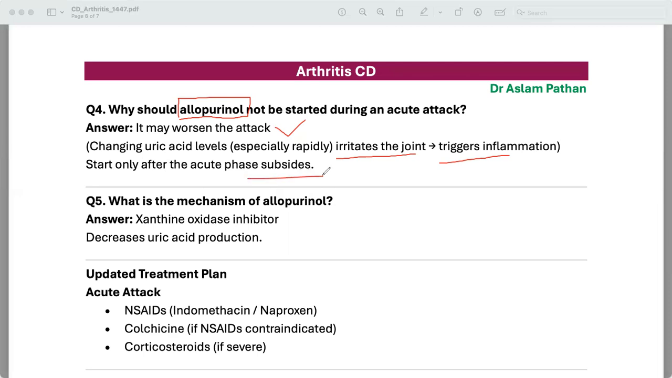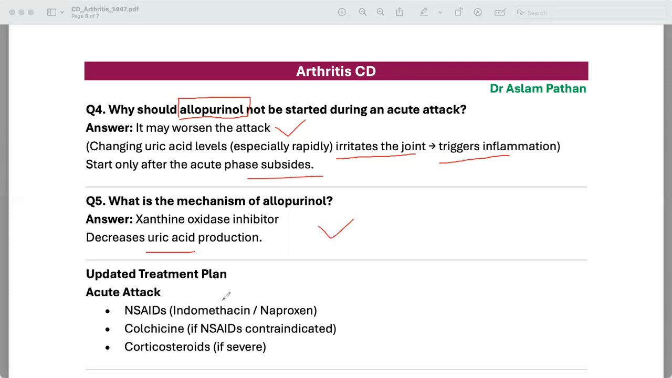Pain and inflammation subside. What is the mechanism of allopurinol? We already discussed it in the previous block. It is a xanthine oxidase inhibitor, and this xanthine oxidase enzyme inhibition leads to decreased uric acid production. So what is the treatment plan here?